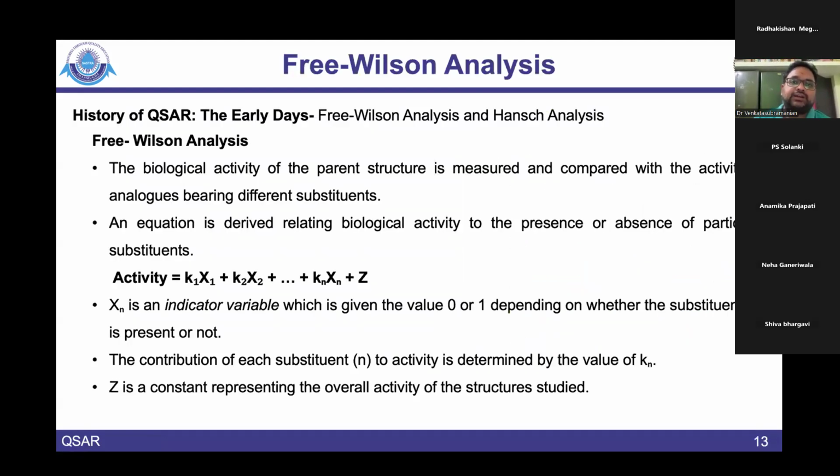So later on there are two important analyses, the Free-Wilson analysis and the Hansch analysis. They are the early days of QSAR. Basically, in the Free-Wilson analysis, the activity is equal to K1 into X1 plus K2 into X2 and so on up to Kn into Xn plus Z. Here Z is a constant representing the overall contribution, Kn is a constant, and X1, X2 and so on are the indicator values.